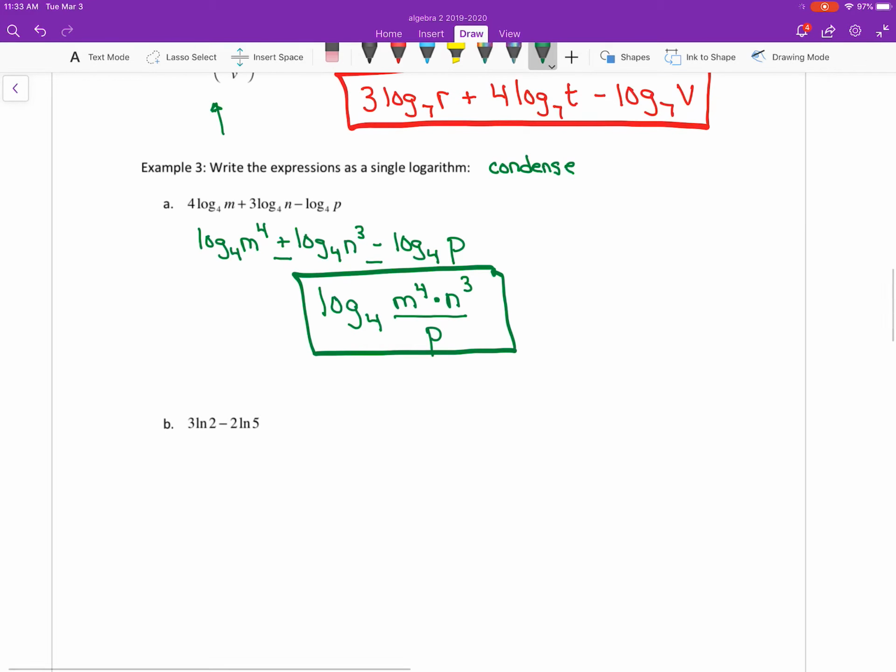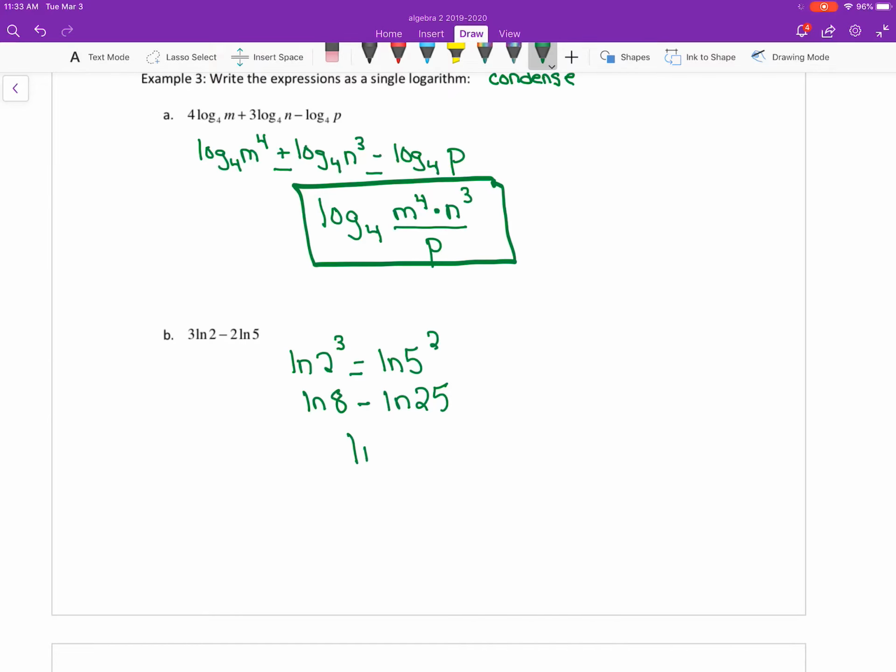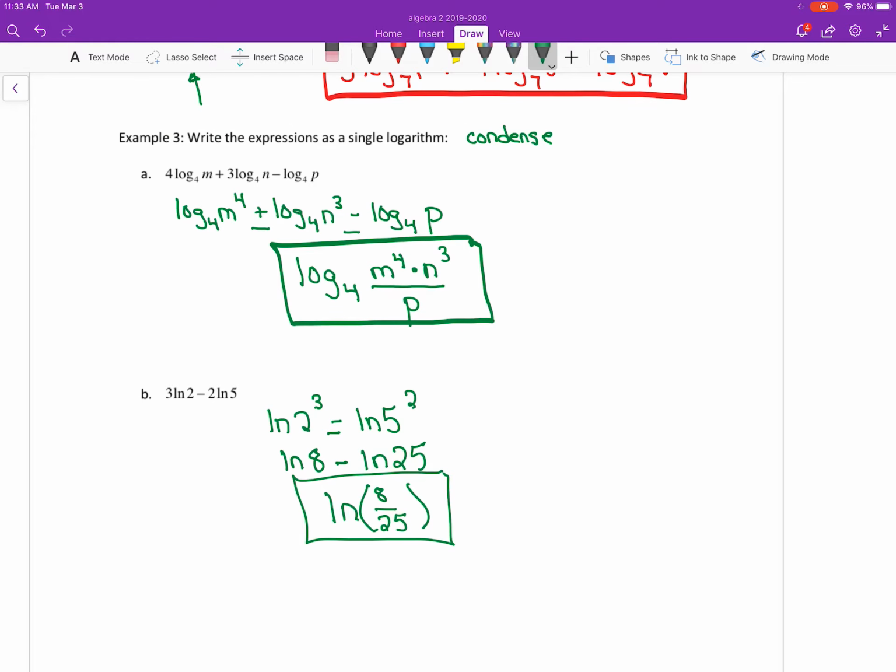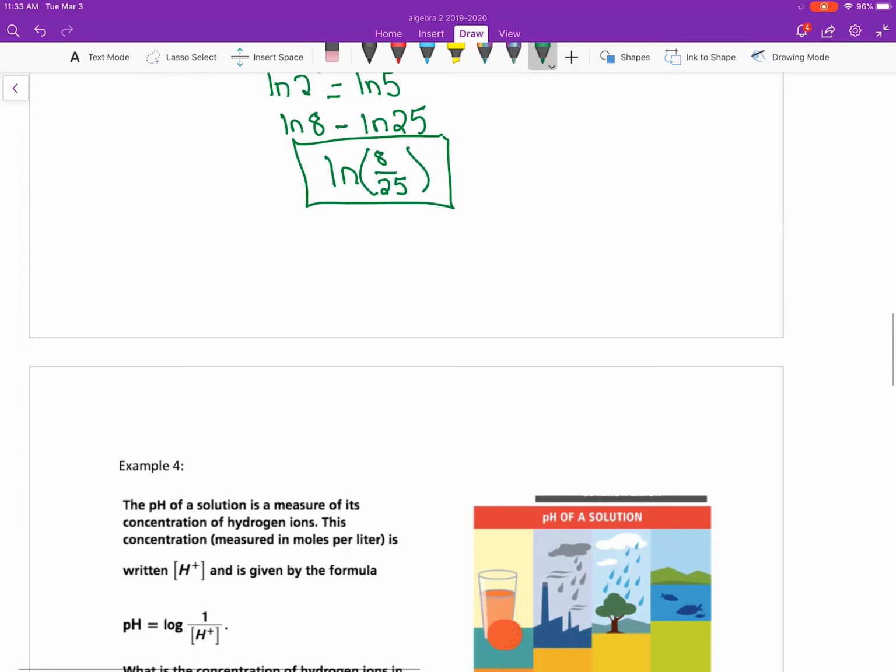Okay. Same thing here. Start with the exponents. We've got ln 2 cubed minus ln 5 squared. So this minus sign means we're being divided, but we can go ahead and make this ln 8 minus ln 25, and that means division. So we have one ln 8 over 25, and we're done. So the idea when you write as a condensed, single logarithm, you only have one logarithm in there.